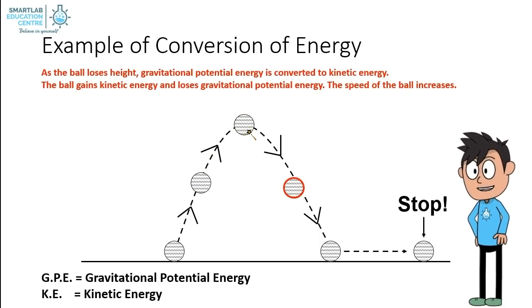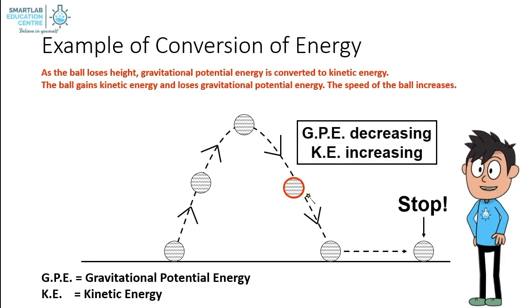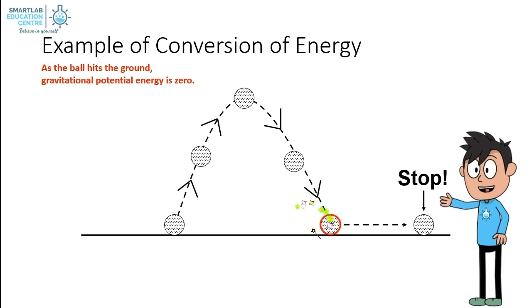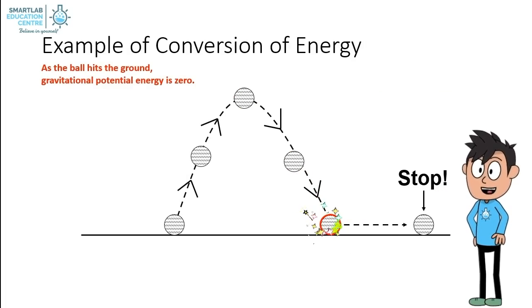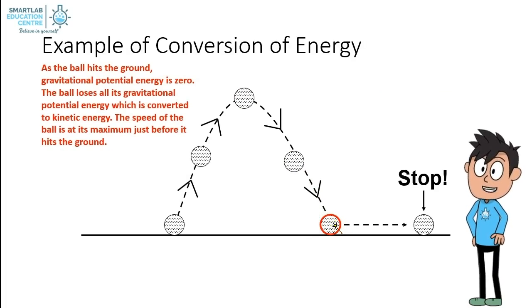As the ball loses height, gravitational potential energy is converted to kinetic energy. The ball gains kinetic energy, and loses gravitational potential energy. The speed of the ball increases. As the ball hits the ground, gravitational potential energy is zero. The ball loses all its gravitational potential energy, which is converted to kinetic energy. The speed of the ball is at its maximum just before it hits the ground.